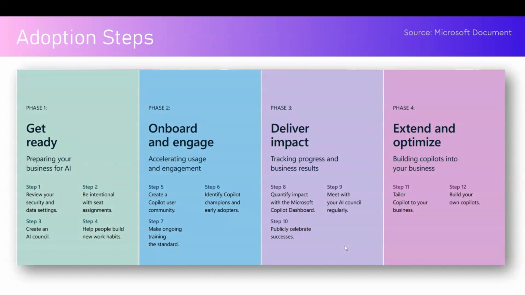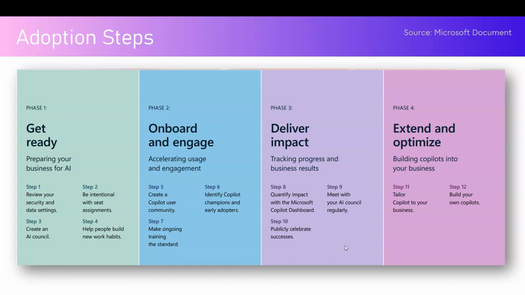Step number three is all about creating an AI council. This is not a mandatory step, but it will be nice if you have some sort of a team within your organization who are pro AI, who talk about AI, and who promote the AI implementation within your organization. This team will basically have a lot of stakeholders and influencers who can influence the AI adoption within your organization.